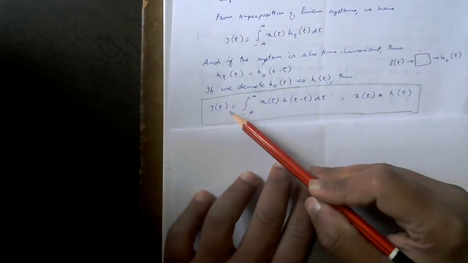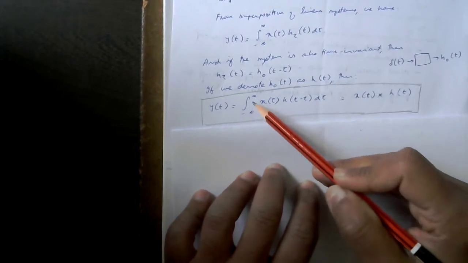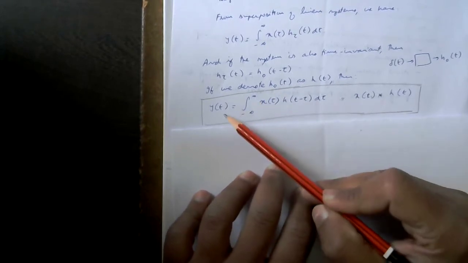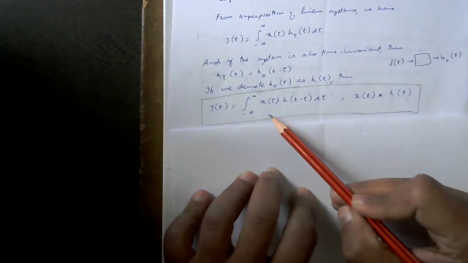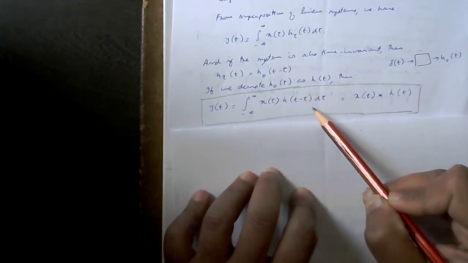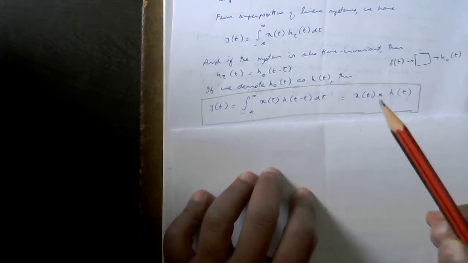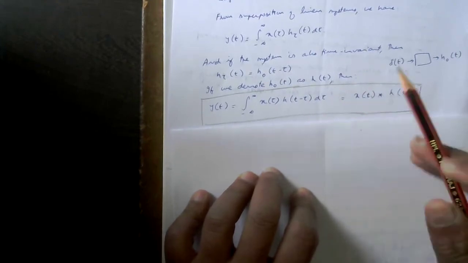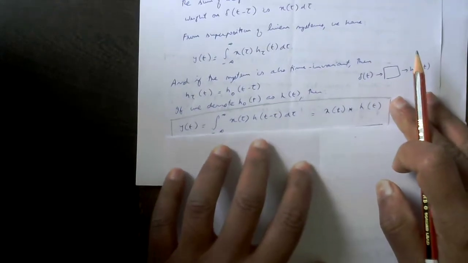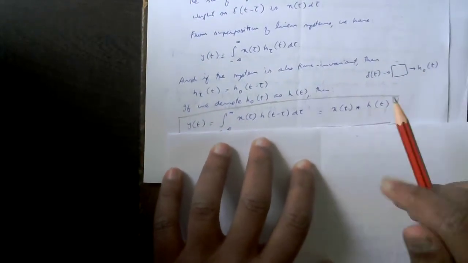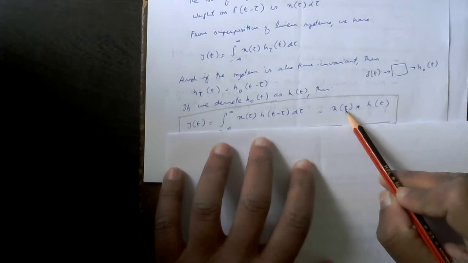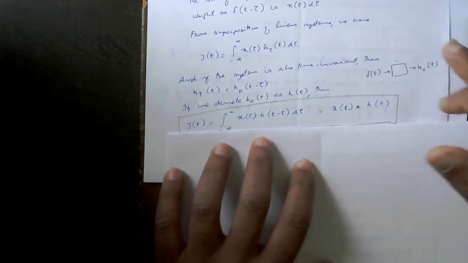So essentially this will lead us to the convolution integral for the continuous time case, where the output y of t for an arbitrary input x of t is equal to the integral of x of tau h of t minus tau d tau, and we represent it as x of t convolved with h of t. So we have the same notation here, and this operator is now continuous convolution for continuous time.